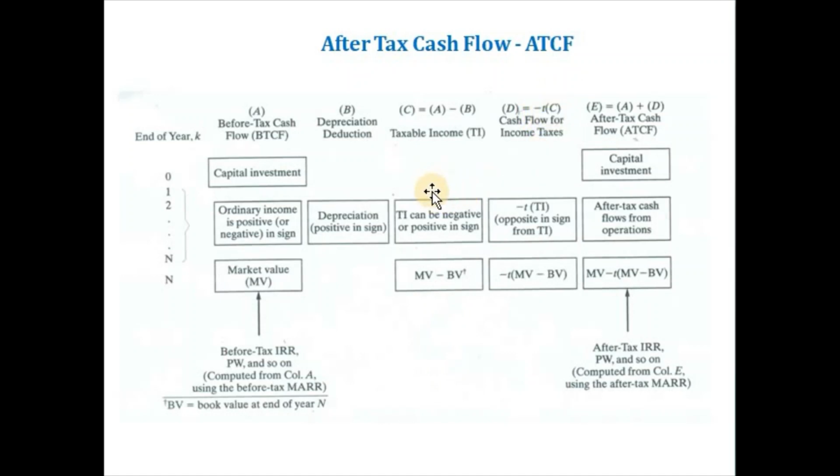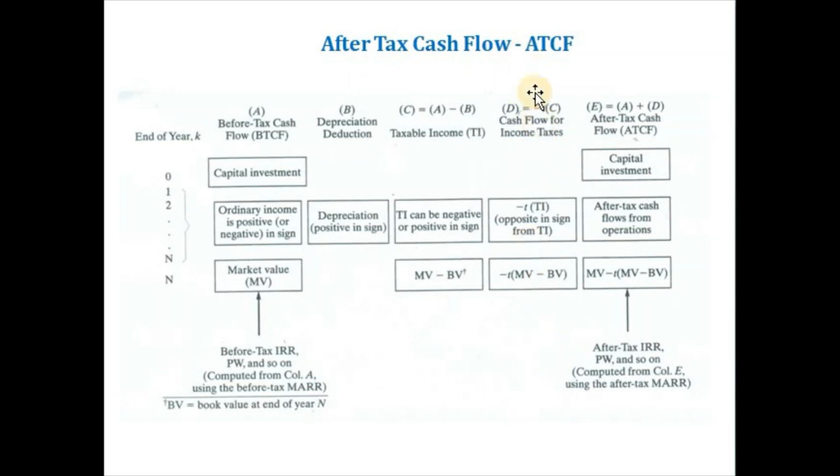Any value that I get here at year 1, let's say, I'll have to multiply by minus tax. Why minus? Because you have to remember that this is something that you're going to pay. This is the amount of tax that you will be paying. So that's why I multiplied by a negative sign. So in this column, column D, it is column C times minus T. This is your income tax.